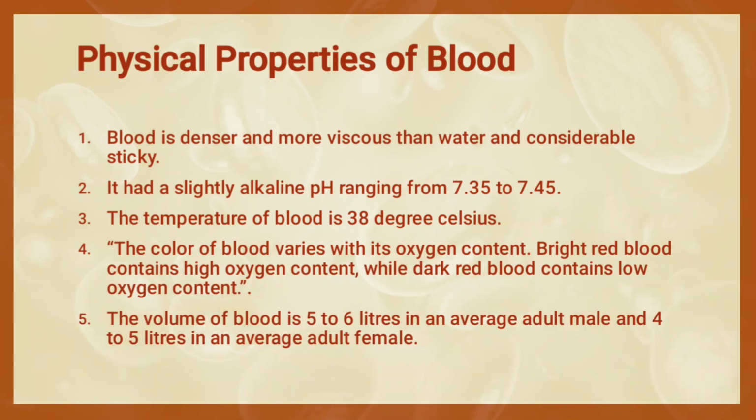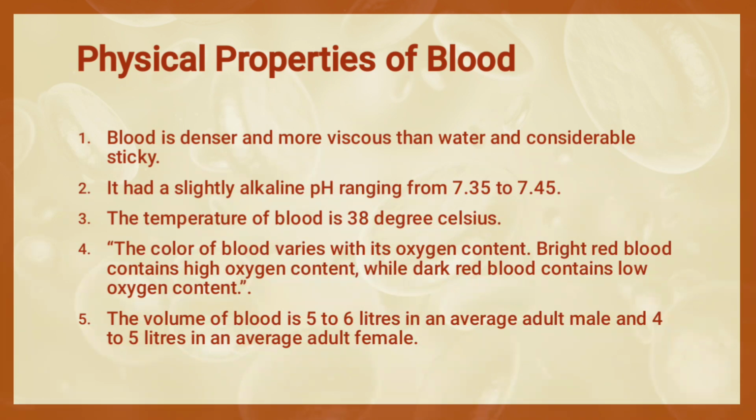What are the physical properties of the blood? Blood is denser and more viscous than water and considerably sticky. With the presence of plasma and serum, it has that appearance. We can call it sticky. It has a slightly alkaline pH ranging from 7.35 to 7.45. You are very well aware that on the pH scale, the alkaline pH starts after 7 to 14. So that's why it is called slightly alkaline.